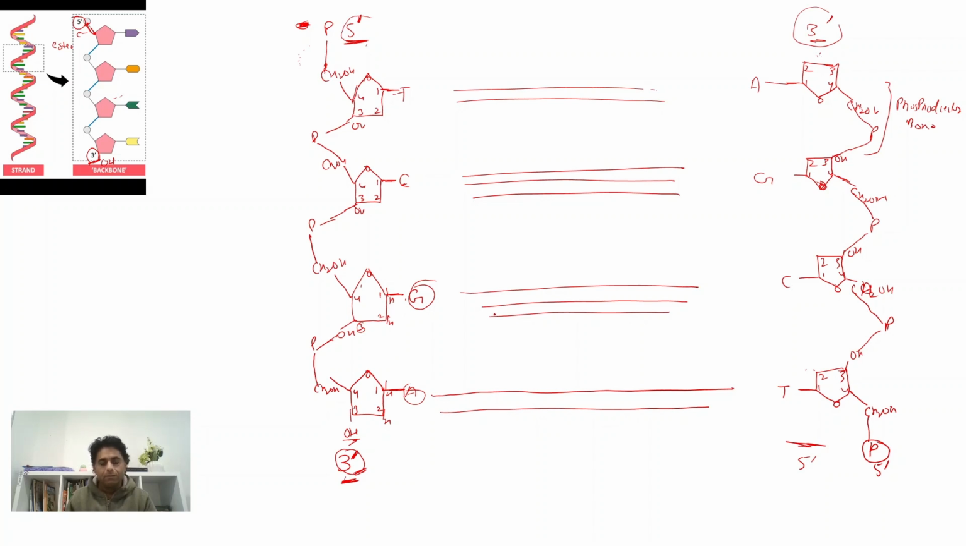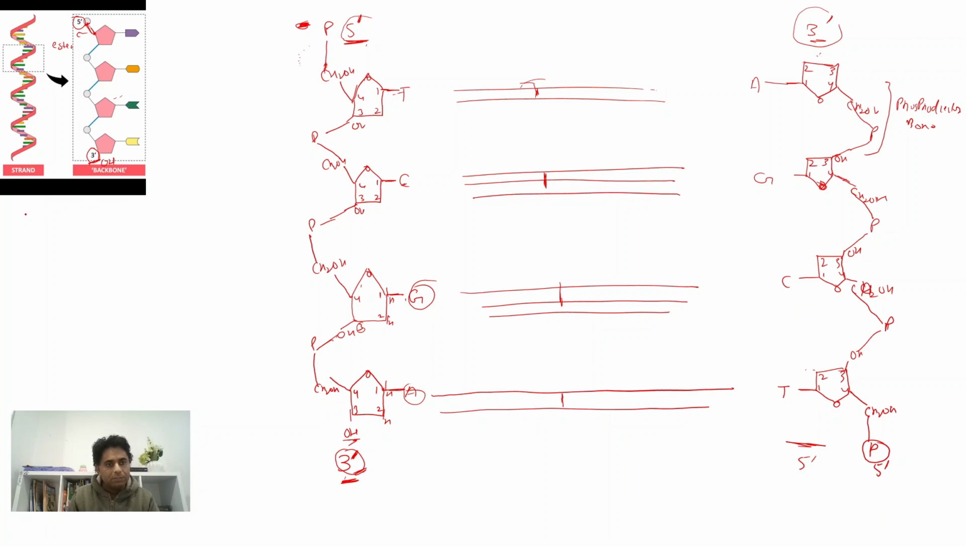Now let's discuss the process of replication in this current slide. In the process of replication, the double and triple hydrogen bonds get broken, and we get two separated strands. Now we need to add the complementary strands to the template strands, and then we get two different strands of DNA at the end of the process of replication. So let's discuss the process of replication now.